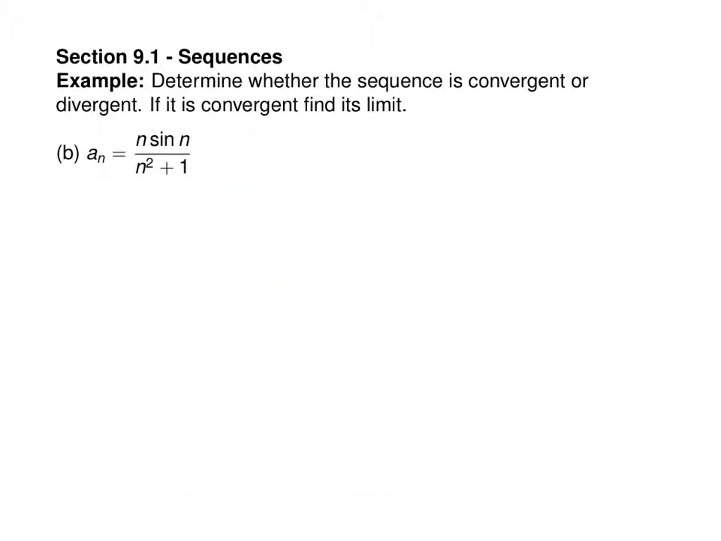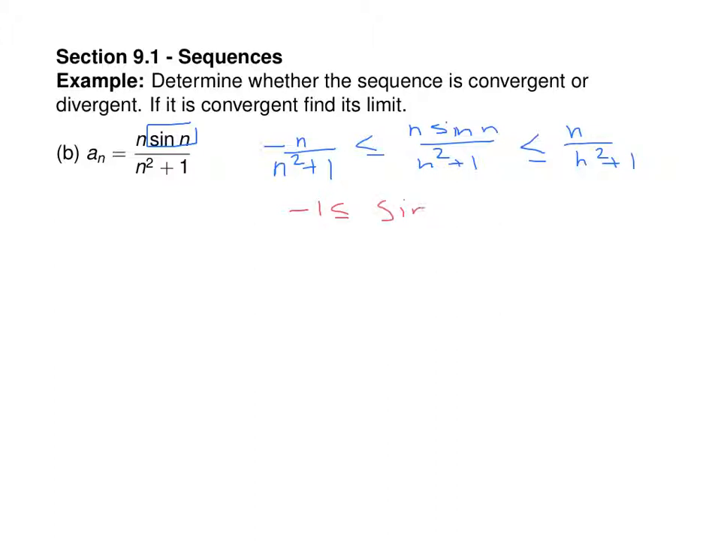Alright, and sine n over n squared plus 1. One trick with sine is that sine is bounded. It's always in between -1 and 1. So notice that for a sub n, we always have that -n over n squared plus 1 is less than or equal to n sine n over n squared plus 1, which is less than or equal to n over n squared plus 1. And that's true because sine is in between -1 and 1.